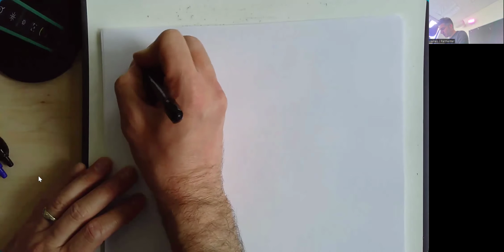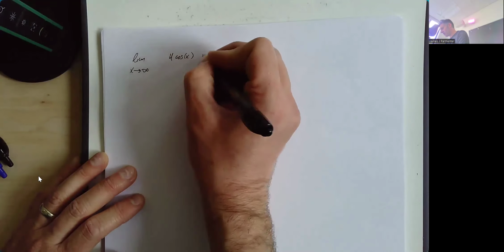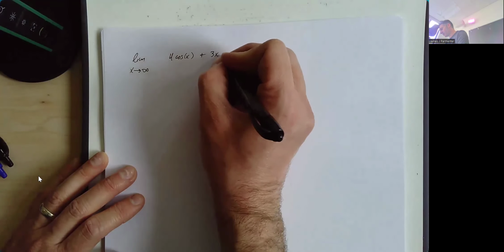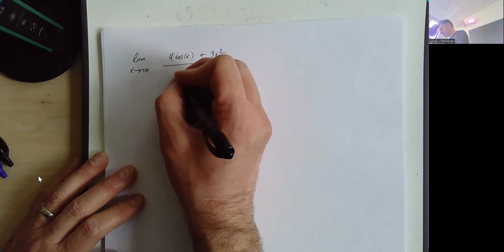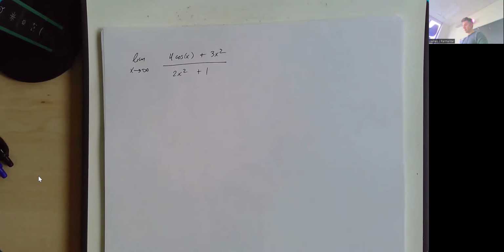The limit as x goes to infinity of (4 cosine of x plus 3x squared) over (2x squared plus 1). So there's a couple different ways to approach this. I personally prefer to try to just use the squeeze theorem largely, although I'll mention another way of approaching this as well. So here's what I would start with.